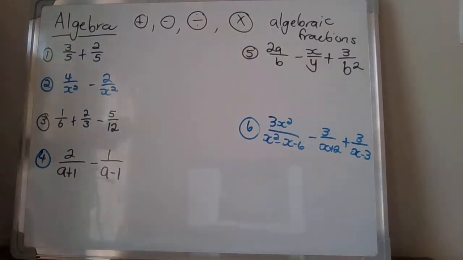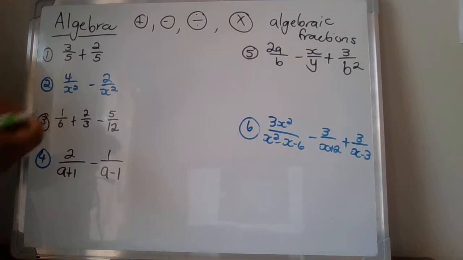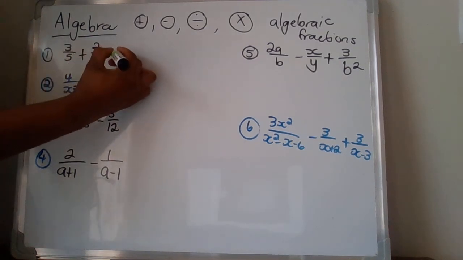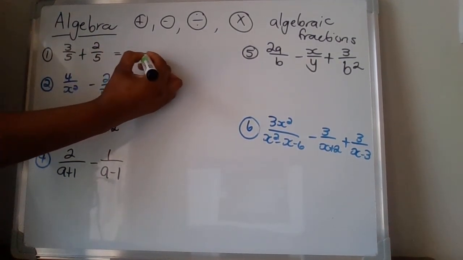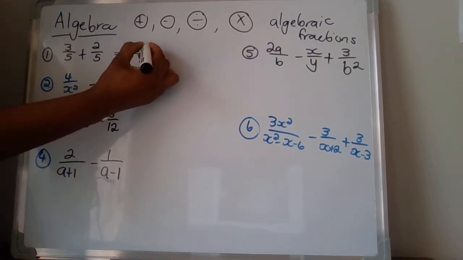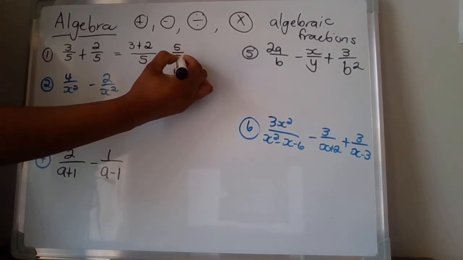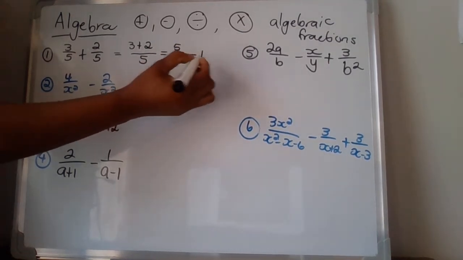So the first example, we have 3/5 plus 2/5. Okay, so my denominator is the same, which means I can add my numerators together. So 3 plus 2, and this gives me 5/5, which equals 1.